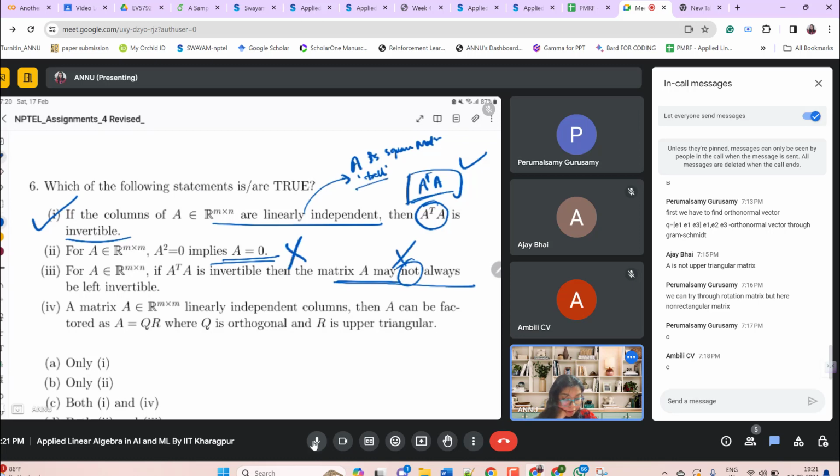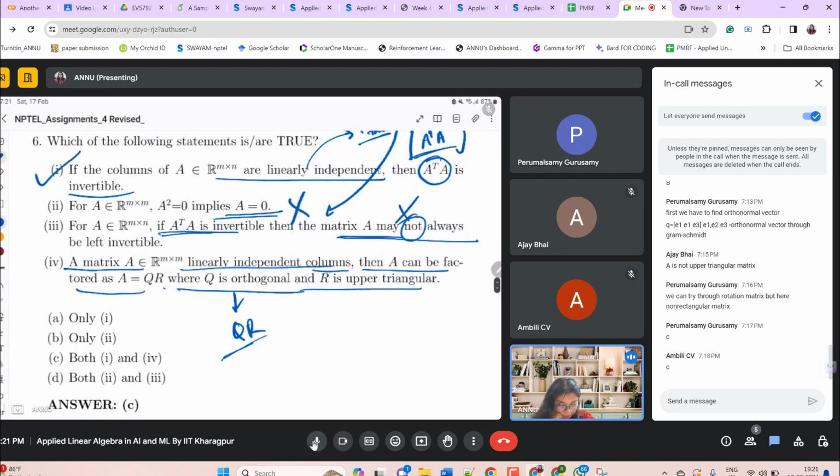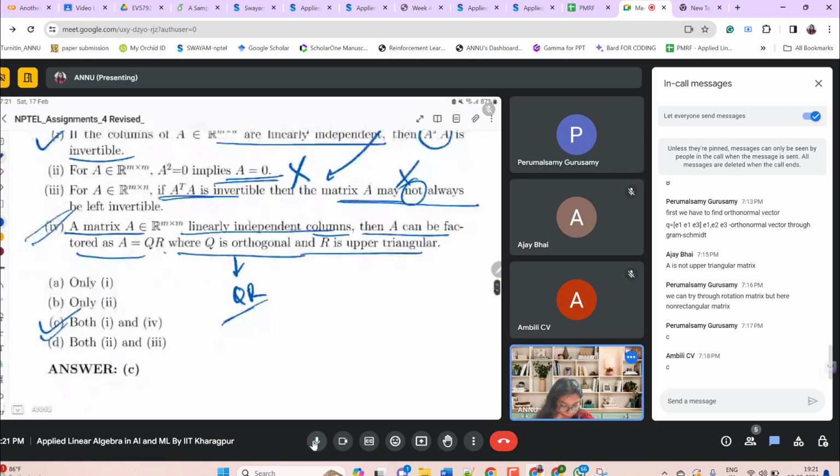As we saw, if it exists, then A should be either a square matrix or a tall matrix. Without 'not', it should be correct. Then the fourth option: A matrix belongs to R^(m×n) with linearly independent columns, then A can be factored as A equals QR, where Q is orthogonal and R is upper triangular, as we saw from the QR decomposition. So the answer should be 1 and 4. Correct. Both of you are correct. Nice.